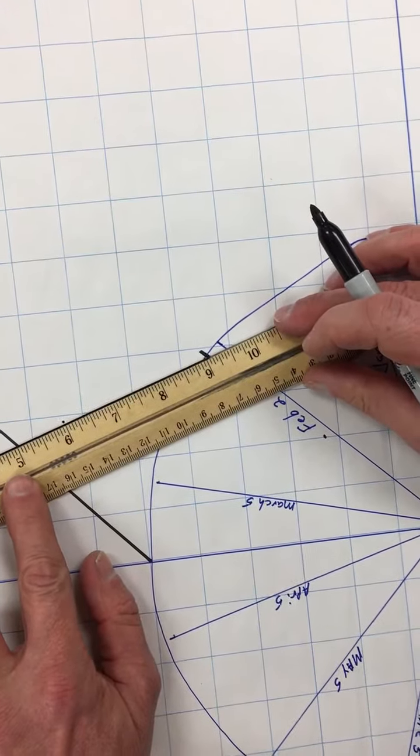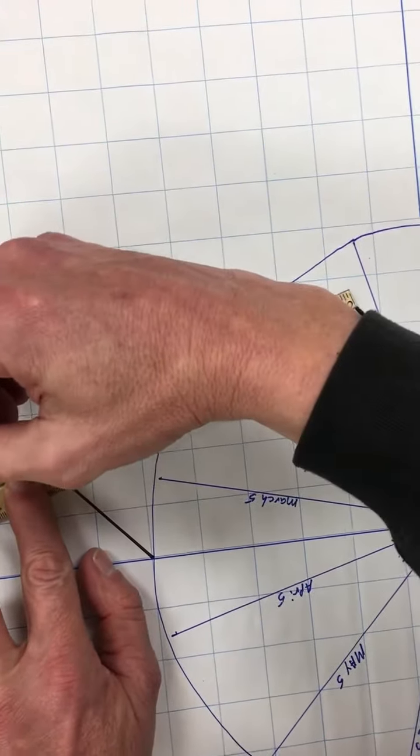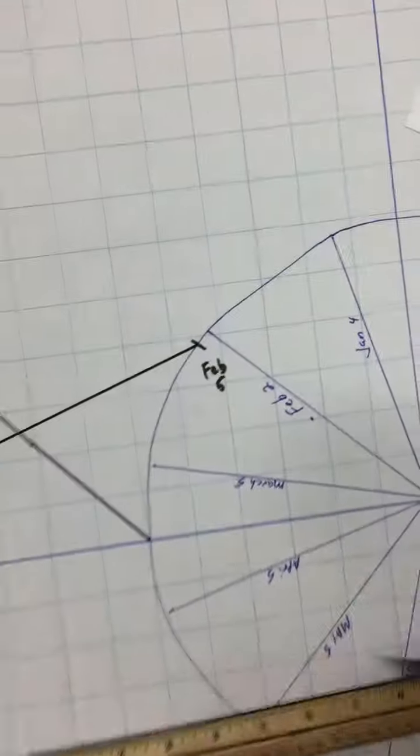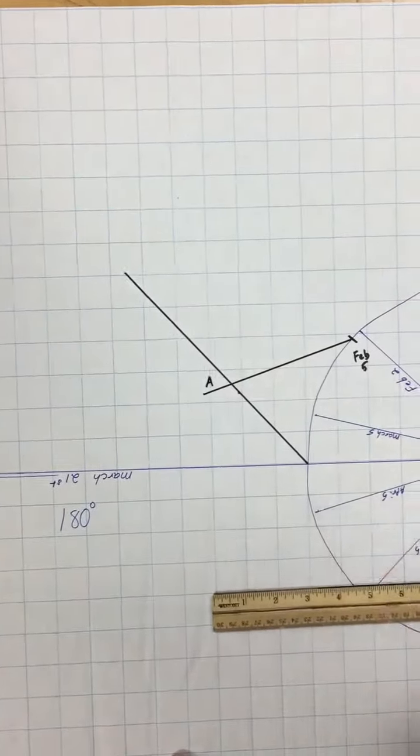Draw actually on the paper. And where they cross would be your first point.